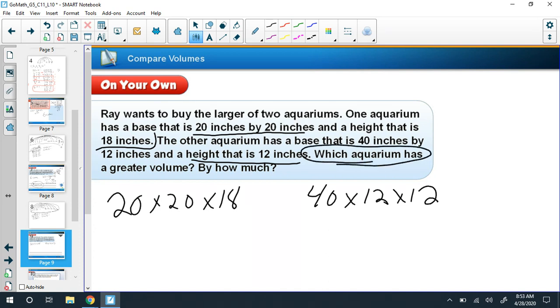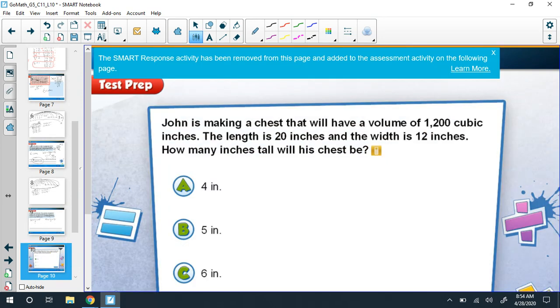Right, so when we look at this one, we don't have to find any of those dimensions. We don't have to find any different shapes. All we need to do is calculate the volume of this one and the volume of this one, and then we compare them by subtracting. One final one, right? Here, John is making a chest that will have a volume of 1,200 cubic inches. The length is 20 inches and the width is 12 inches. How many inches tall will his chest be?